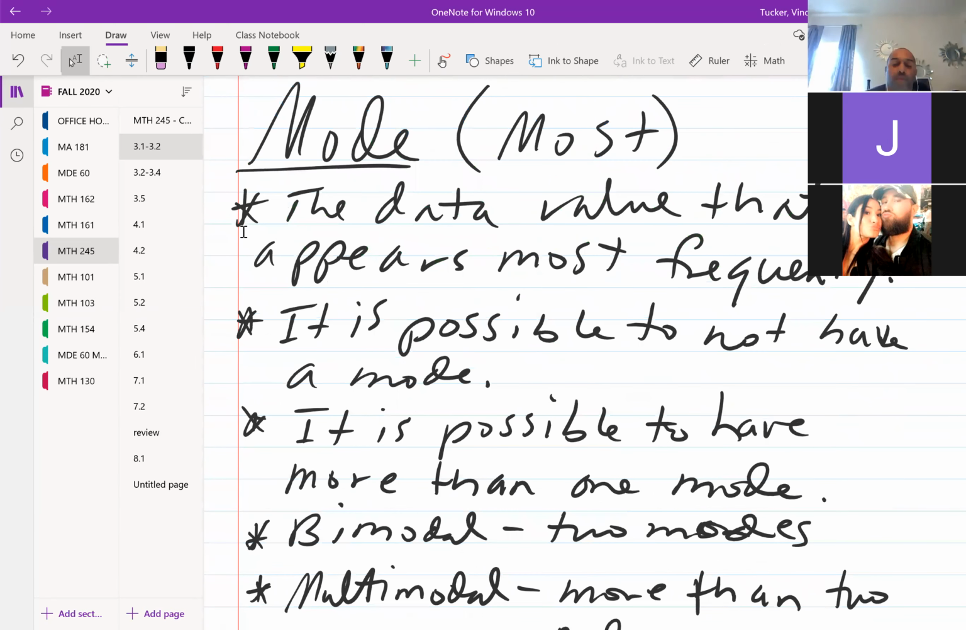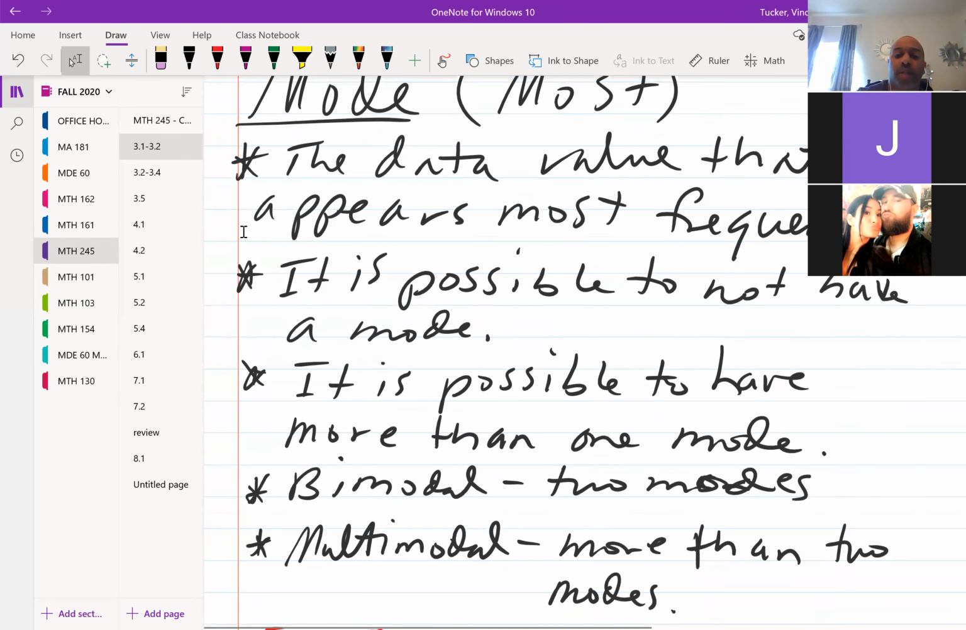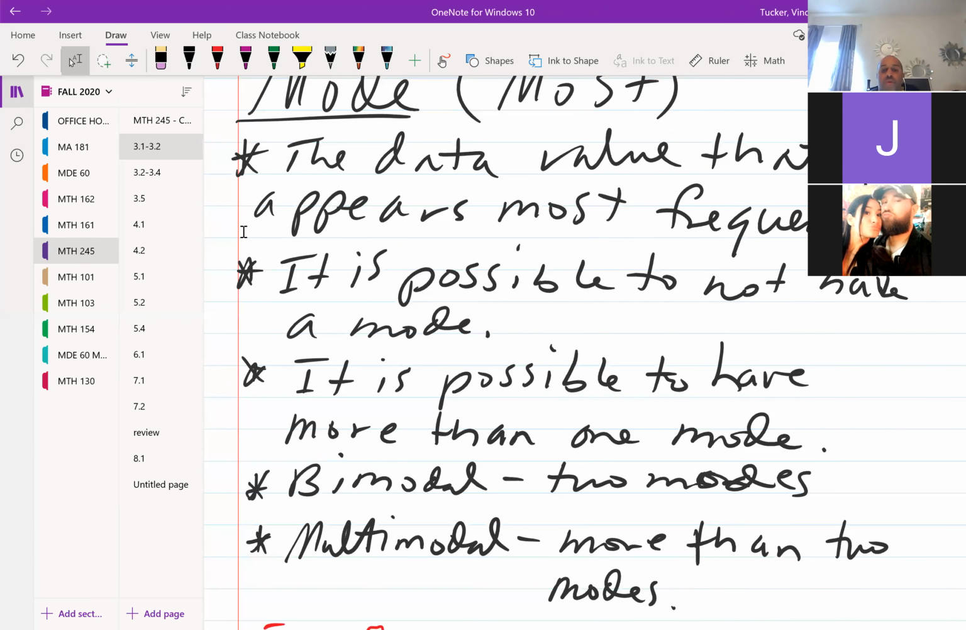So your mode is the data value that appears the most frequently. It is possible to not have a mode. It's possible to have more than one mode. If a data set is bimodal, then that's two modes. If it's multimodal, that means it has more than two modes. Most of the time, when you have a very large data set, that's when you look into bimodal versus multimodal and all that. But yep, it is possible to have more than one mode.